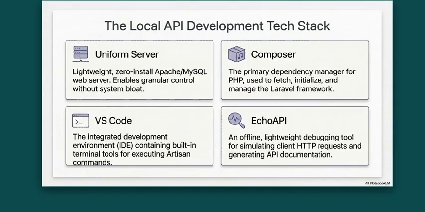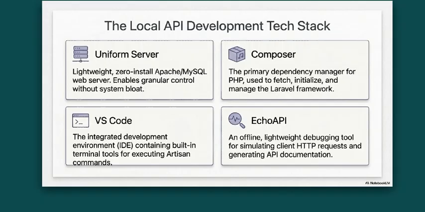Echo API is a specialized offline desktop application designed purely for API debugging and simulation. It allows you to manually construct the raw HTTP request that a mobile app would send. You open Echo API, you select POST from a dropdown, you type in your local test URL, you manually build a JSON payload containing a fake email and password, and you hit send.